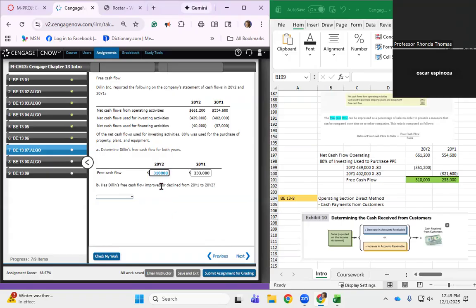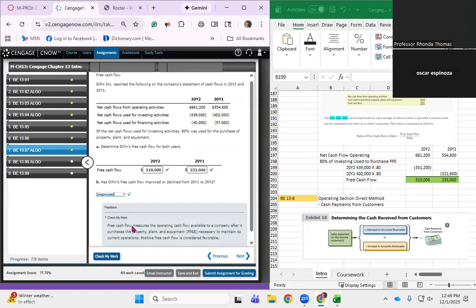So free cash flow is getting bigger, and this is a good thing. It says, has Dylan's free cash flow improved or declined? Well, if you're getting more cash flow, then that is an improvement. Okay, it's improving. If this was going the opposite direction, if year two was less than 233,000, then that would have been a decline.